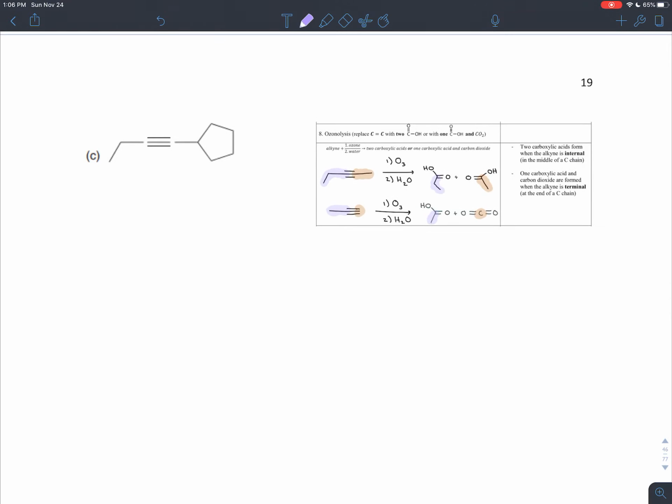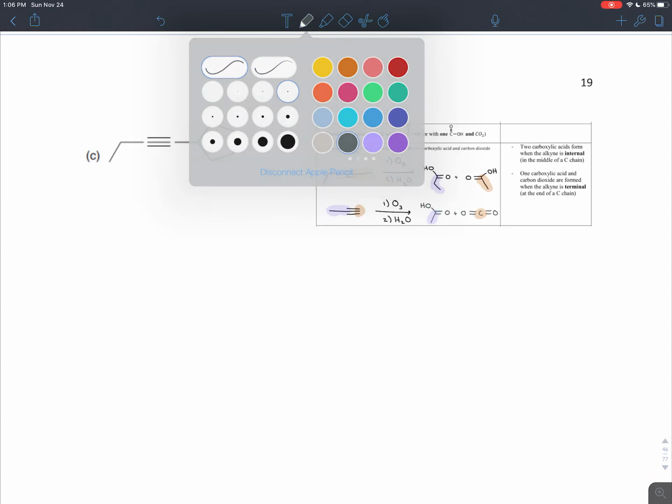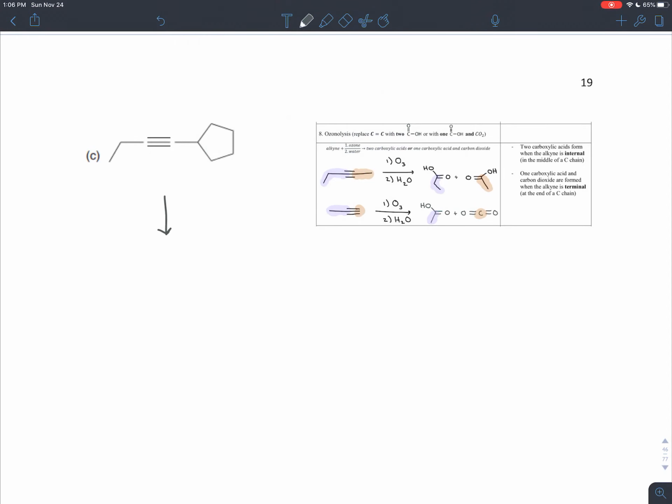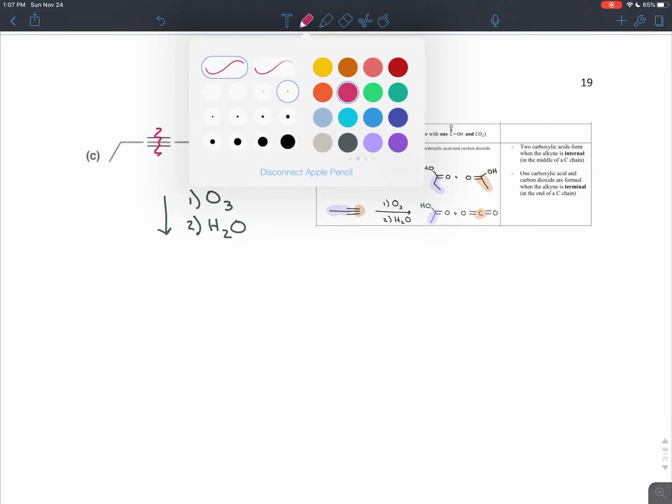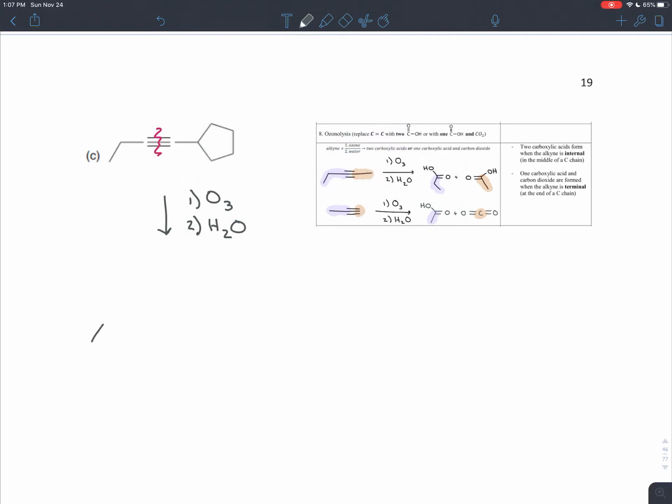Okay, let's try another one. So here we see an alkyne, a triple bond between carbons, and the question is, what will happen to this if we bubble ozone through here and follow it up with a water wash? That's ozonolysis, and you'd want to break apart the triple bond and redraw those two pieces separately. So you'd have the carbons over here. There's where your triple bond was. You had a triple bond, and then that carbon is bonded to a 5-membered ring on the other side.